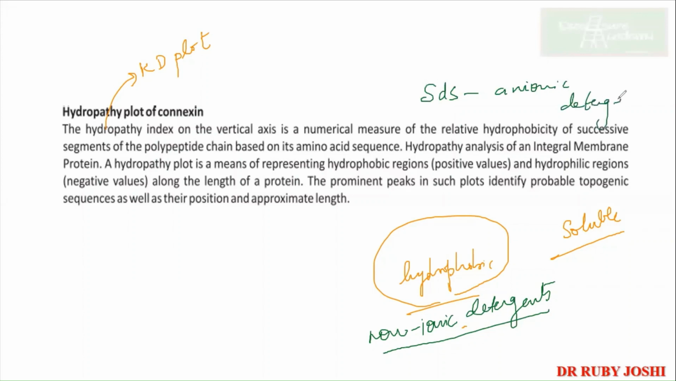So what about Triton X100? Non-ionic means like Triton X100 or X20. These are the non-ionic detergents which you use for the membrane-bound or hydrophobic proteins, so that they don't precipitate out. Okay, guys, you have to remember.